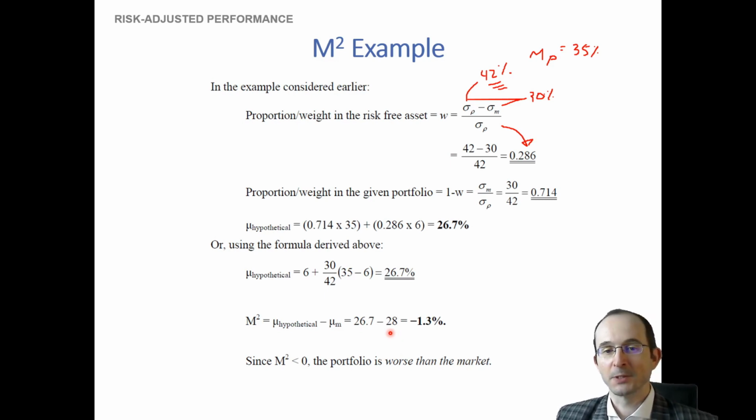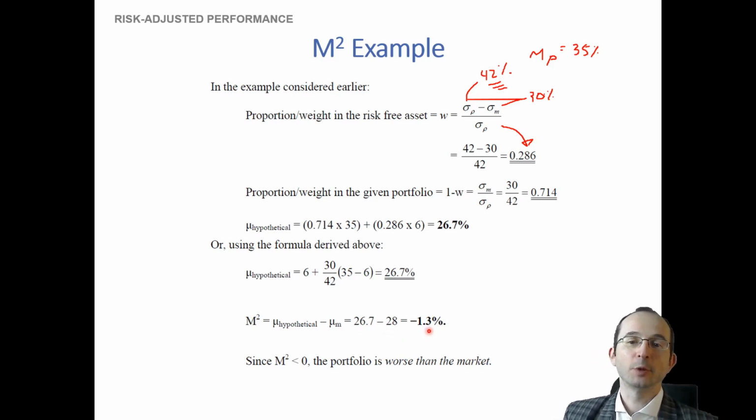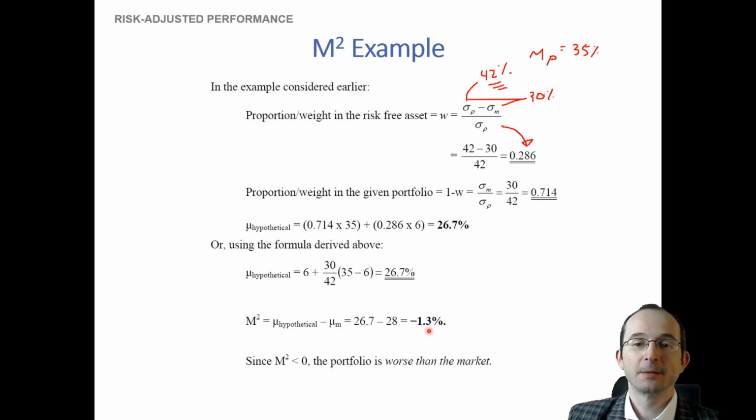The difference, 26.7 minus 28, negative 1.3%, suggests that at least once we adjust for total risk, this candidate portfolio doesn't beat the market. Of course, that shouldn't surprise us because we already knew that the Sharpe ratio of the portfolio was less than that of the market. But really the value add here is that now we can actually quantify by how much in percentage terms this portfolio underperforms the market once we risk adjust.